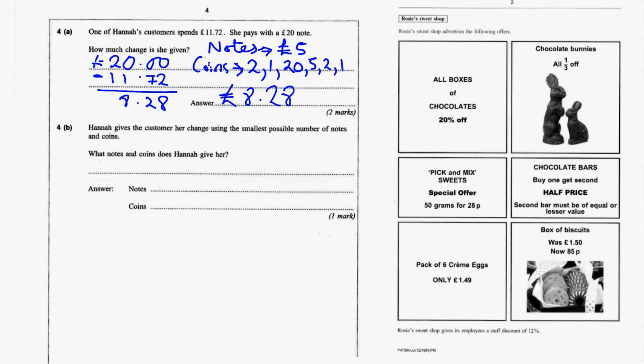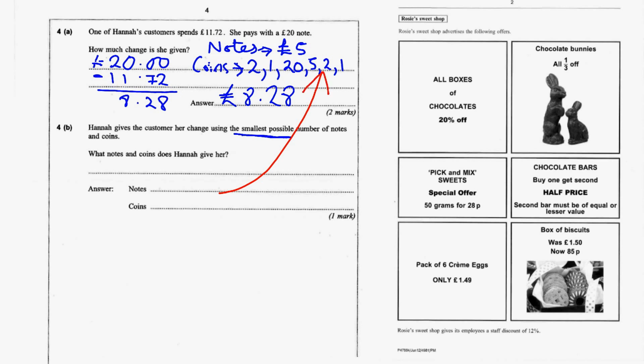Okay, now this question here actually goes down here. It says, Hannah gives the customer her change using the smallest possible number of notes and coins. What note and coin does Hannah give her? Okay, so here you put the notes down. Obviously, I've got the answer here, if you can have a look. So this is the answer here. Please don't do this in your exam. I think I overdid it.